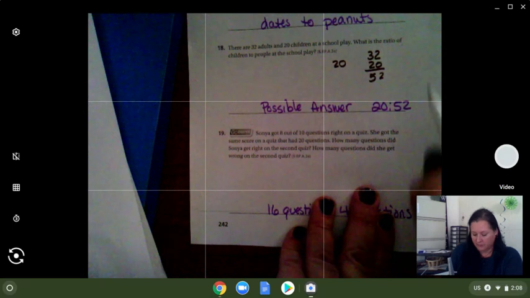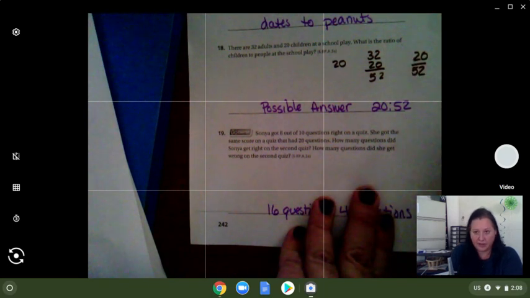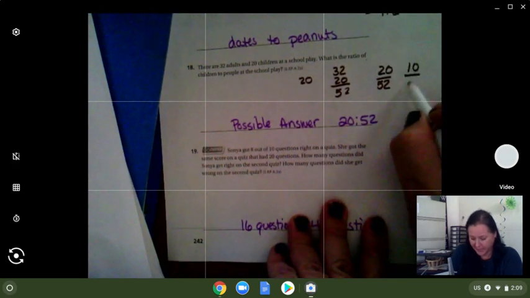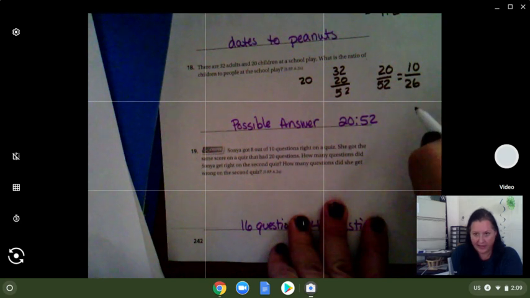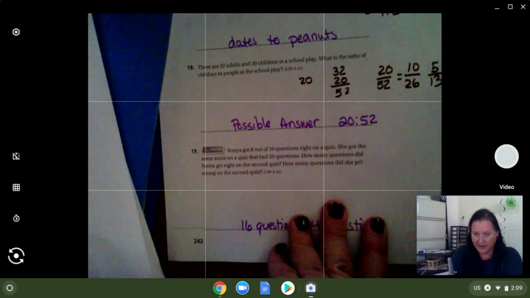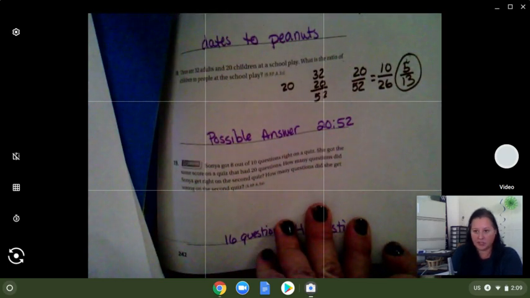Now again, 20 to 52 can be simplified, so it's just a possible answer because we could divide these both by 2, and if we do that, if I divide it both in half, I get this, and I can divide them both in half again, and I get 5/13 as the most simplified way to write that ratio.